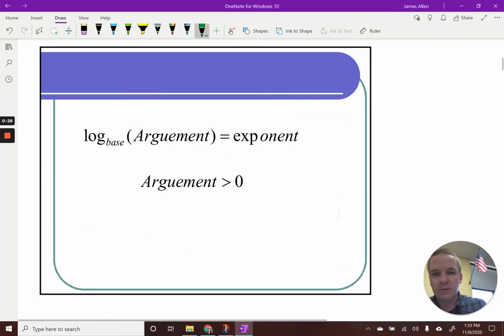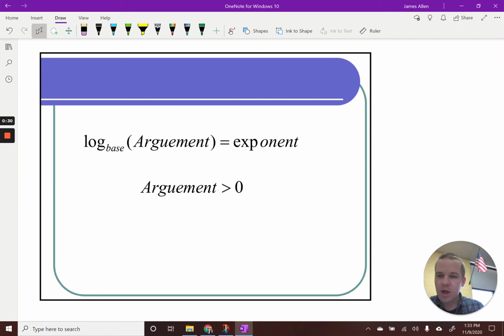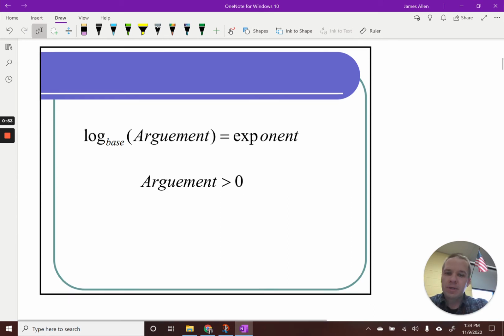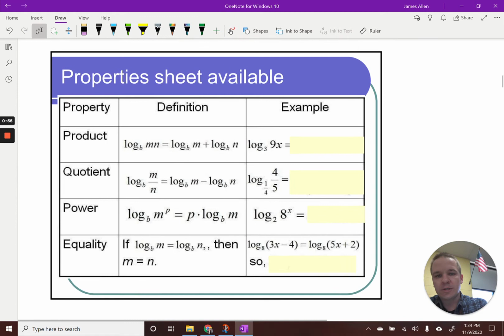But first, remember what our logs consist of. We have a log. We have a base. The argument, we can refer to it as, is inside the parentheses there. It's got to be greater than 0. That's important. It all equals an exponent. You'll often hear us say logs are exponents. So what kind of properties do you think logs follow? Exponent properties. Let's do it.